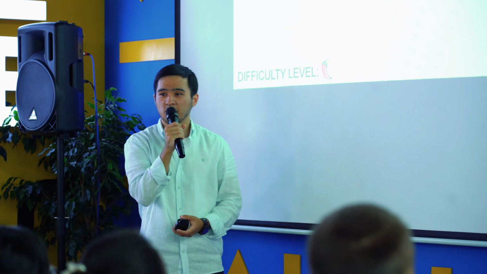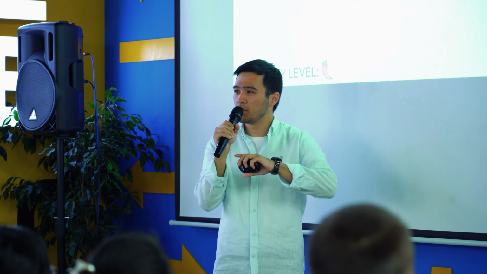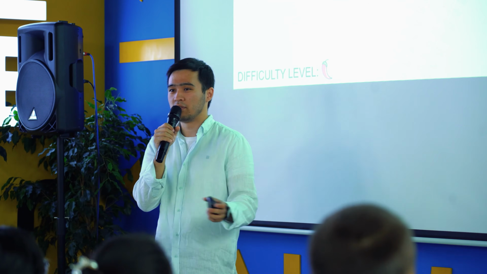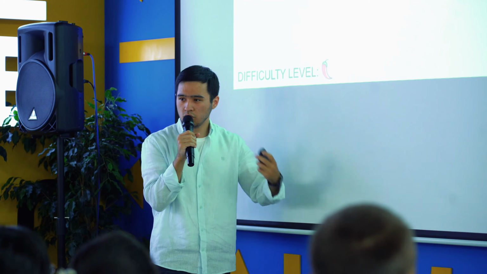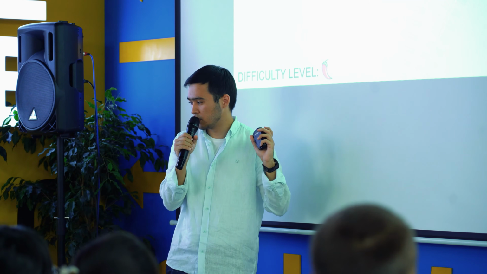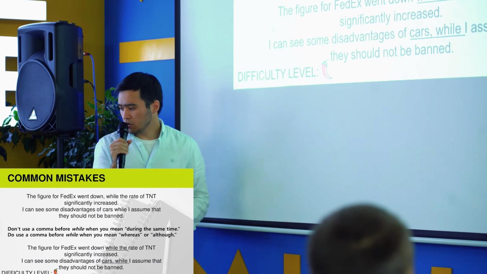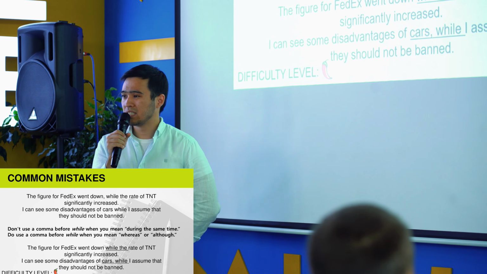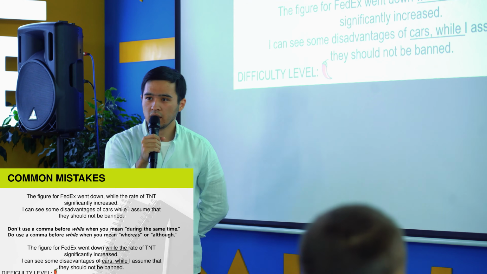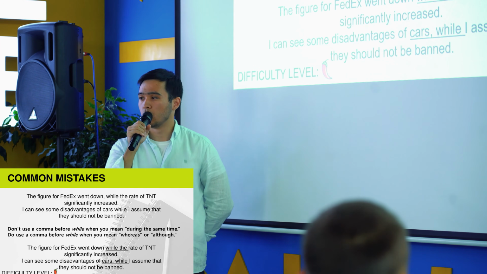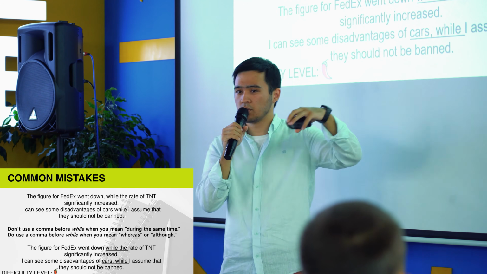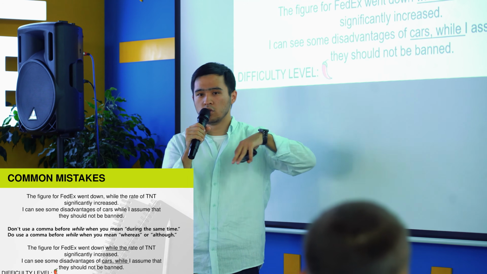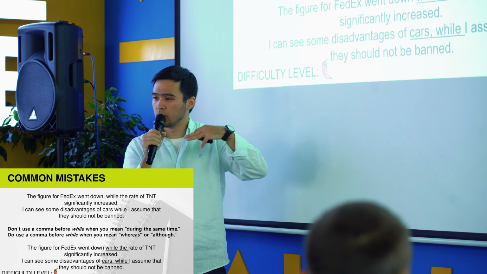Which one is correct? Now, there are 2 types of students in writing classes: the ones who always use a comma and the ones who never use a comma. Actually, we sometimes do use a comma, sometimes we do not. And here is when. We don't use a comma before while when we mean during the same time, which is most commonly used in task 1. When you're writing your overview for a line graph, let's say, the number of something increased while the number of something decreased. Do you mean at the same time? Then you don't use a comma.